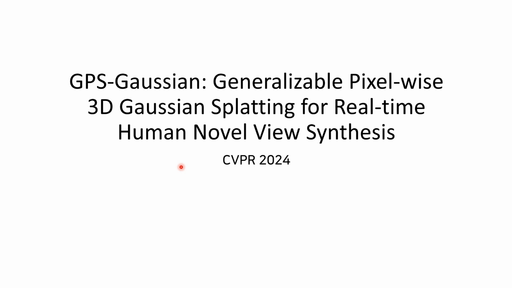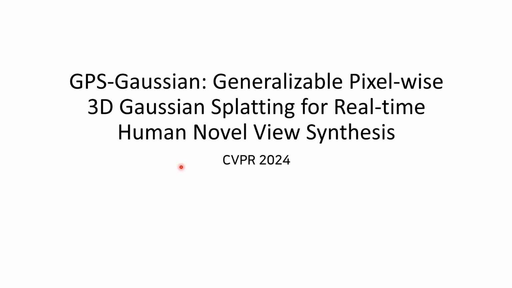Today, we are reviewing a paper titled GPS-Gaussian. Let's dive into what the paper covers. Initially, it introduces the term generalizable, implying a model that is trained on multiple entities and then able to rapidly render new entities as they are introduced.